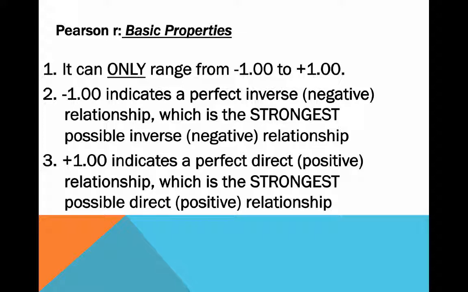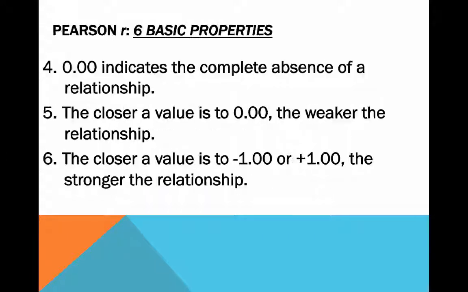So, the Pearson r basic properties. Pearson's r can only range from -1 to +1. -1 indicates a perfect inverse or negative relationship, which is the strongest possible inverse, negative relationship. Make sure you remember what a negative or inverse relationship is from the last lecture.